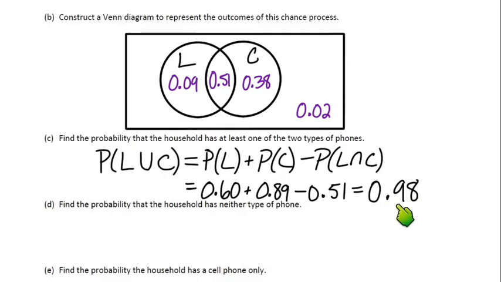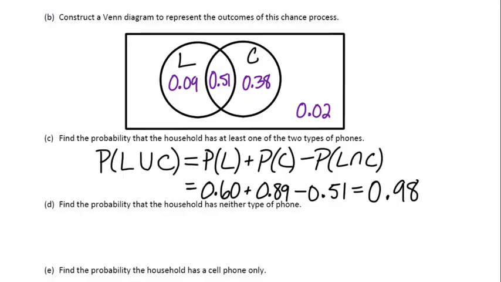So a shortcut for that would have been, since we've already drawn the Venn diagram, what's the probability you have at least one of the two types? Let's just add up the people that have just landlines plus the people that have just cell phones plus the people that have both. And that would have given us the same answer of 0.98. So here's how we could do it algebraically using that addition rule, but since we'd already drawn it out with a Venn diagram, we could have just added up those three numbers and gotten the same answer.